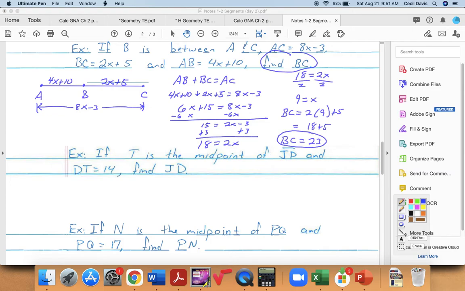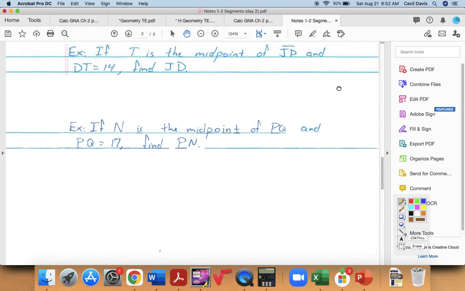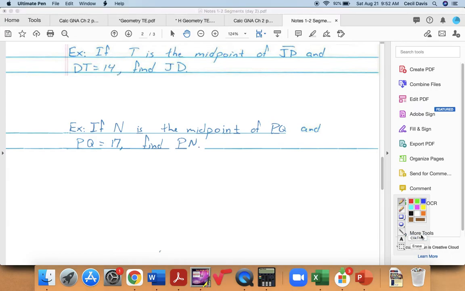Okay, so now we're going to do some problems involving midpoints. It's kind of similar, but not quite the same. So let's take a look at some midpoint problems. Here it says that if T is the midpoint of segment JD, and let's stop right there for just a second and remind ourselves, what is a midpoint?